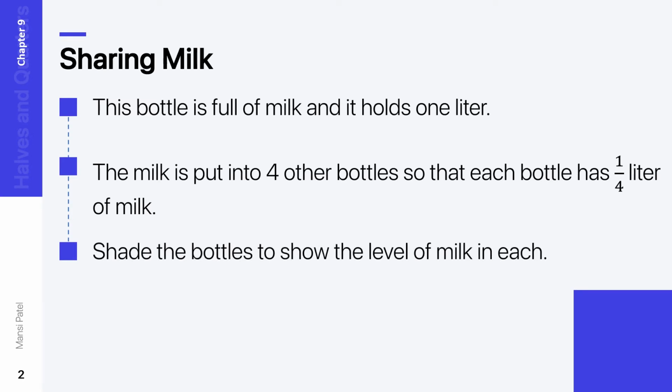After that, shade the bottles to show the level of the milk in each. After dividing 1 liter quantity into 4 different bottles, what do you have to do? You have to just shade that portion, to the level of the milk contained in each bottle. So let us see how we have to do this.